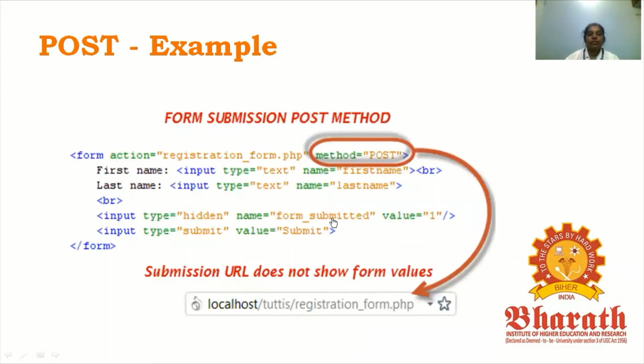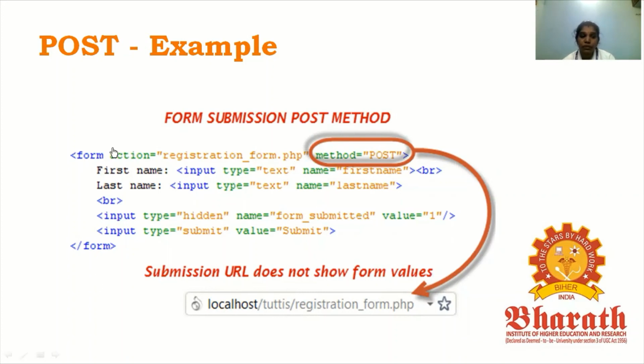And see the picture, the example for POST method form submission. See the method name. What is the method? Instead of GET, here POST is given. That's it. There is no difference between the previous example and this one, right? I only changed the method name. So here the POST method is used, right? See the URL, the submission URL does not show form values. There is no value when you submit this form. Action goes to registration form dot php, right?